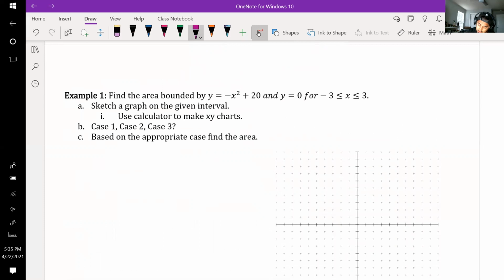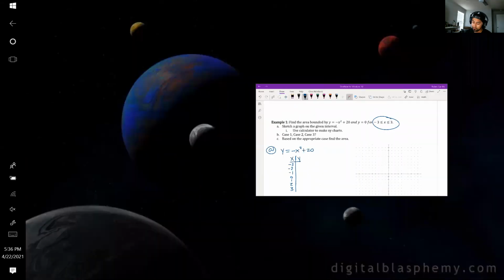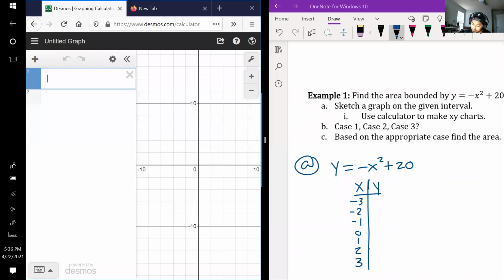So we're going to say step A. I'm going to put the function here, y equals negative x squared plus 20, and I'm going to set up a nice little XY chart. They are giving us the x values to choose already. They're saying use the numbers from -3 to 3. So we'll go -3, -2, -1, 0, 1, 2, and 3. And then let's go ahead and use Desmos. Why not? So I'll have that there.